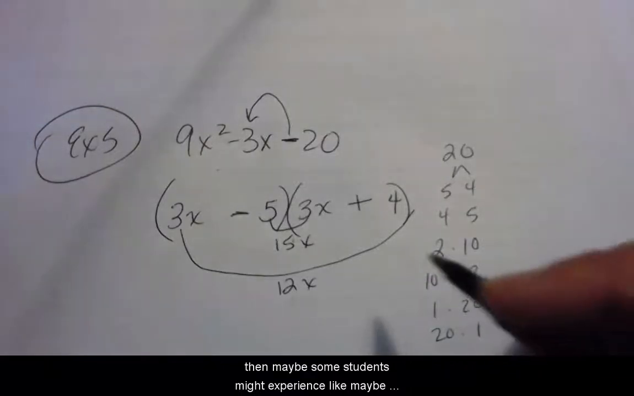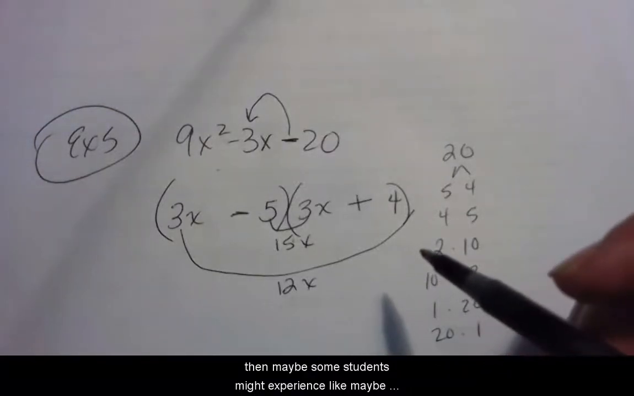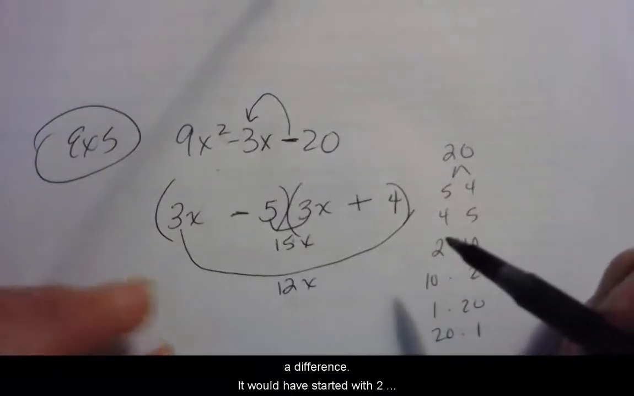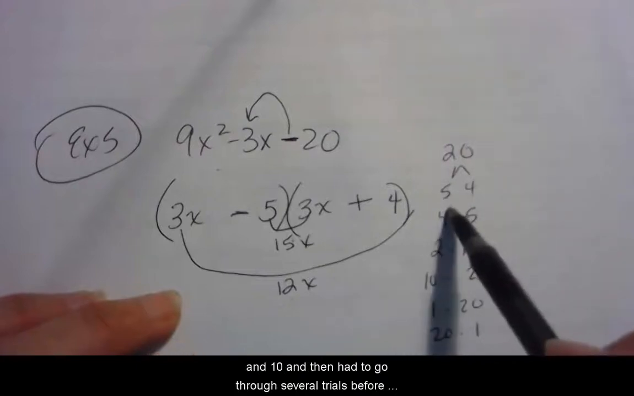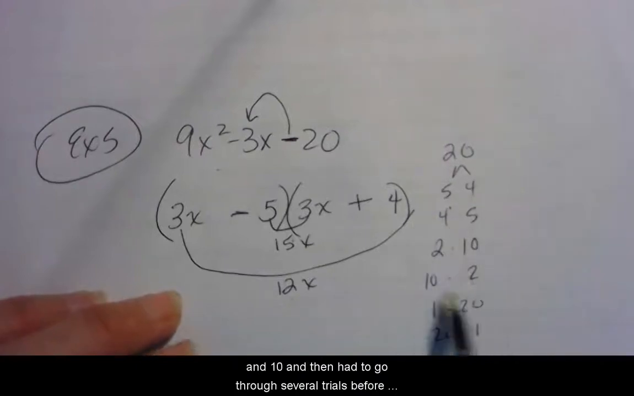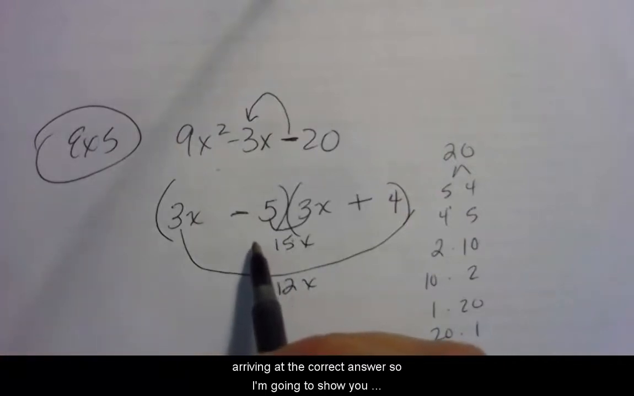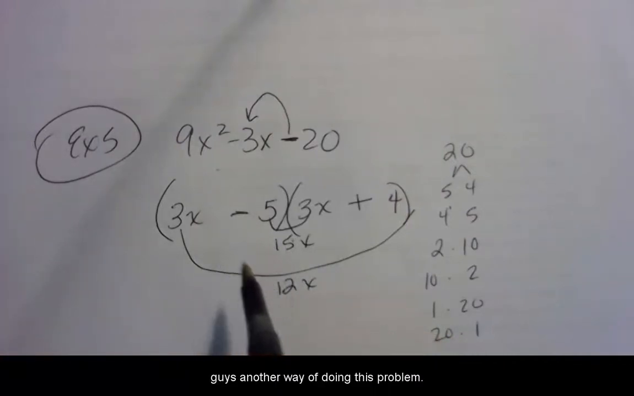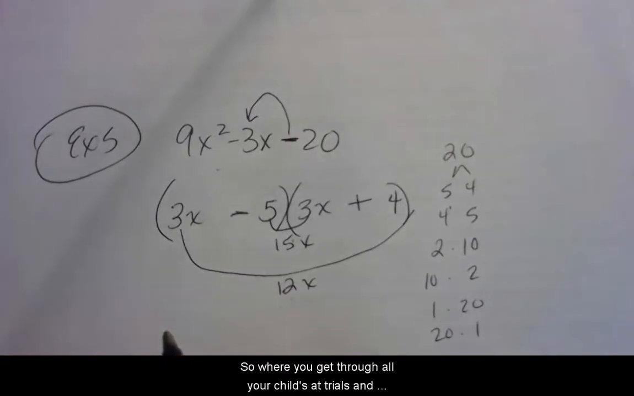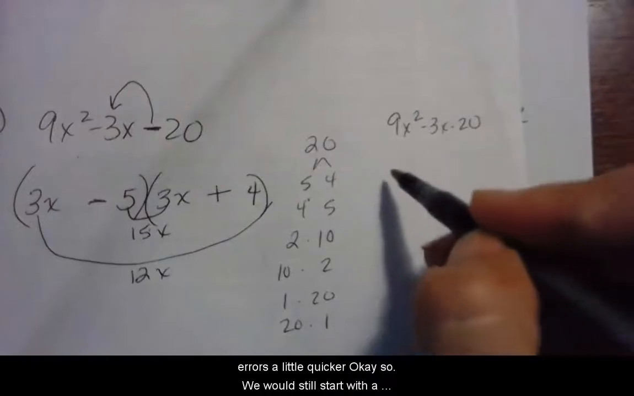Okay, that went a little less painless than maybe some students might experience. Like maybe a different student would have started with 2 and 10 and then had to go through several trials before arriving at the correct answer. So I'm going to show you guys another way of doing this problem to where you get through all your trials and errors a little quicker.